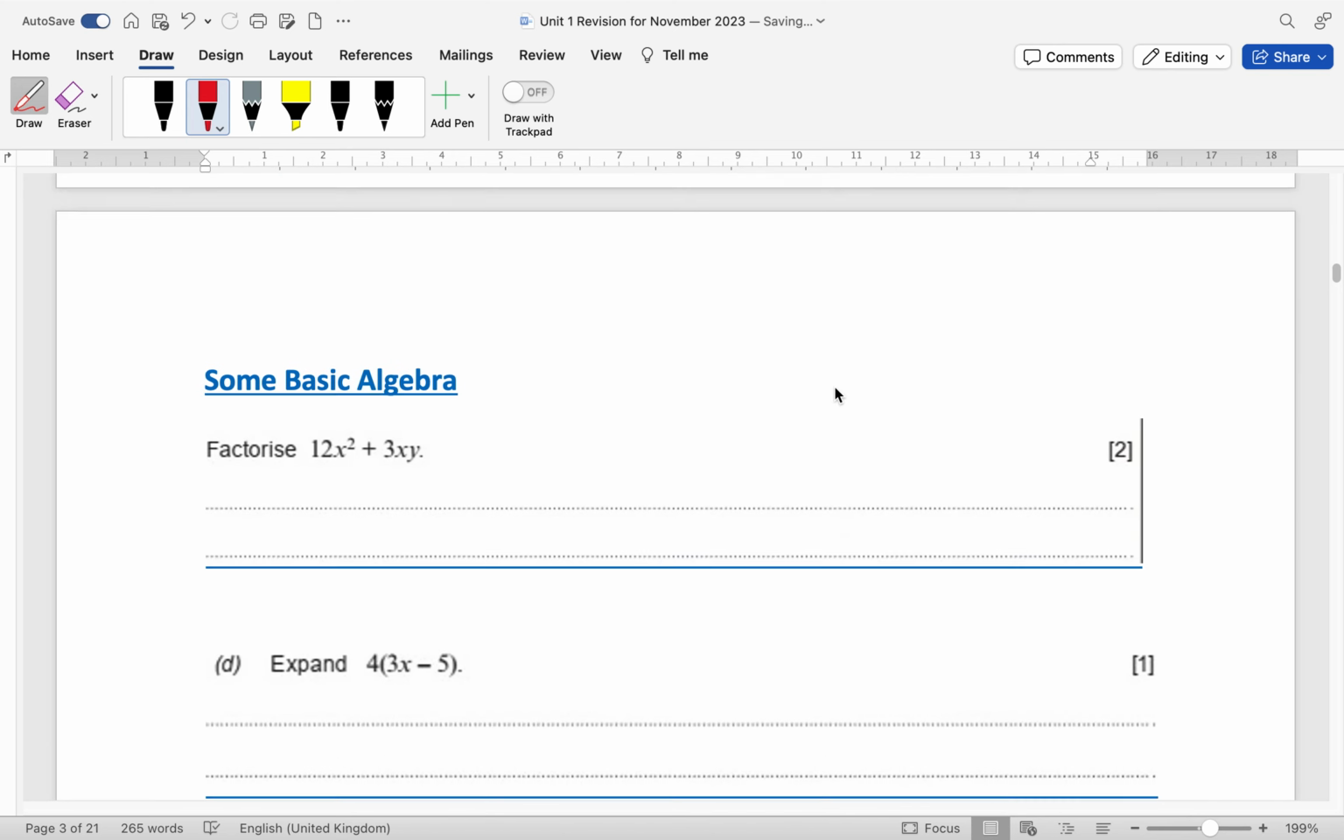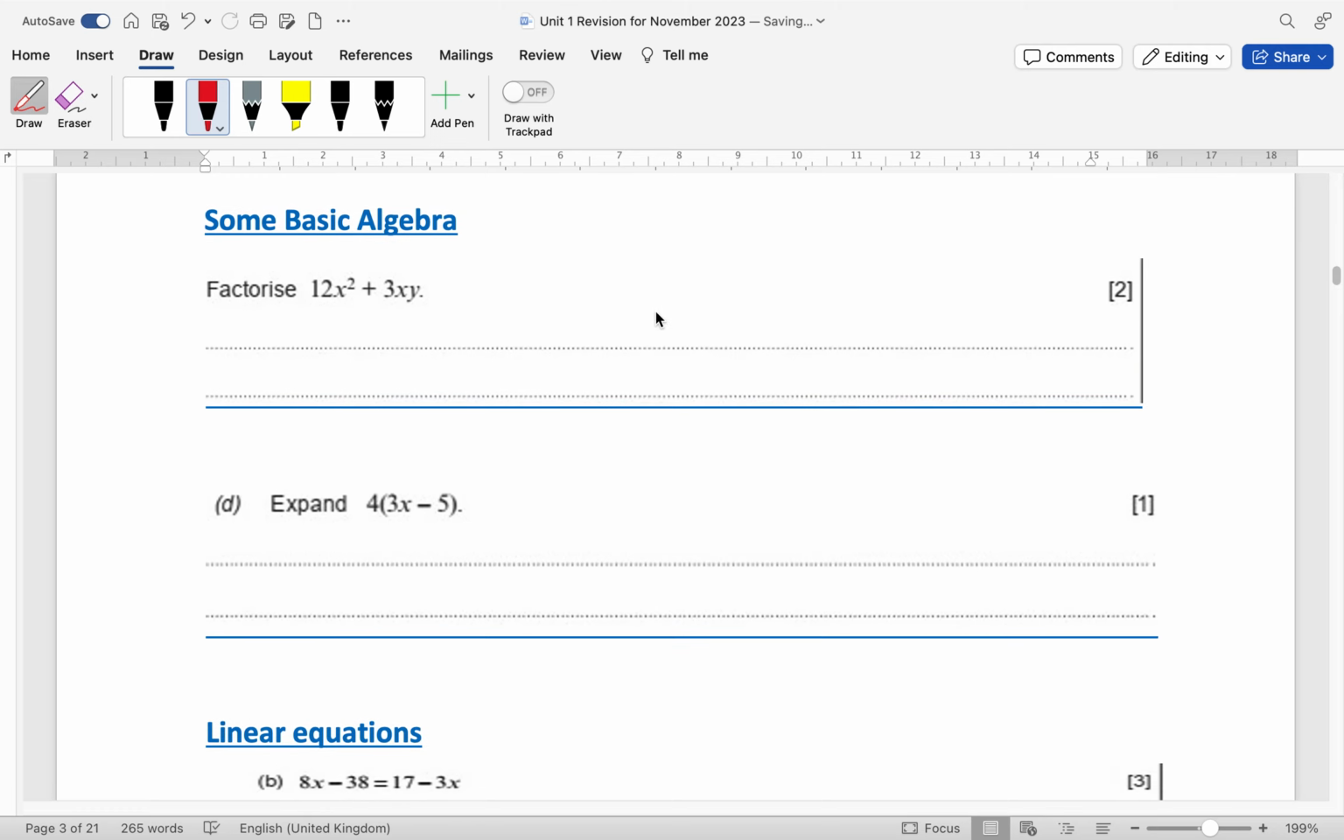And like that, okay? Right, some basic algebra. I think my pen has gone for a minute. Let's get it back. Yeah, we're back. Okay, so factorize this. Yeah, we could take 3 out. We could take an x out. And we'd be left with 4x plus 1y. Don't need to write the 1, but if you've written 1y, it's not such a big issue there.